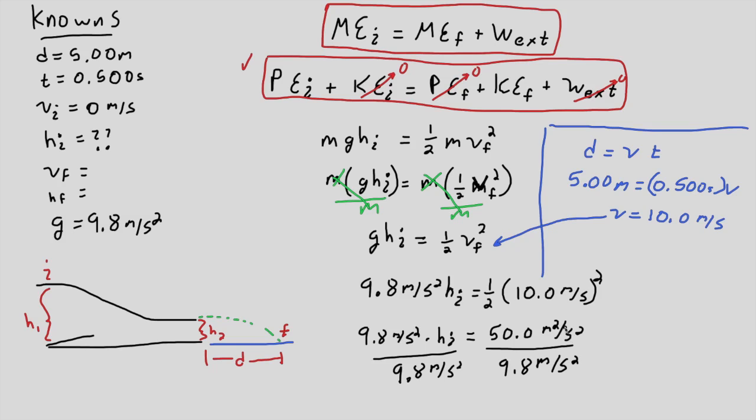So now I've got per second squared on both the top and bottom, but I have a meter squared on top here and a meter here. So that means my answer is going to be left in meters. And in this case, the answer is 5.1 meters. So this slide would have to be a height of 5.1 meters in order to have the swimmer shoot 5 meters off the end of the slide and do so in a time of half a second.